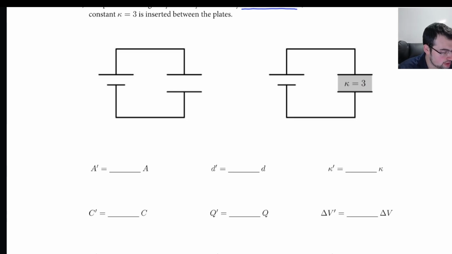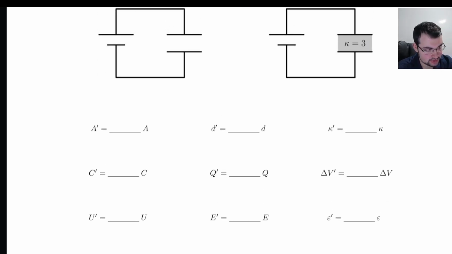So the battery's connected, and then we have a dielectric material inserted. So what we know directly is that the plate area doesn't change, the plate separation doesn't change, kappa is tripled, which means the permittivity is tripled. And then to begin our analysis, we know that it's connected to a battery, so voltage or potential difference is the same.